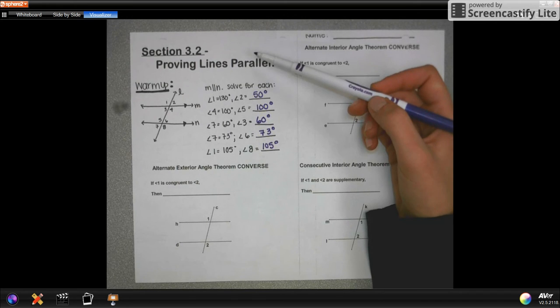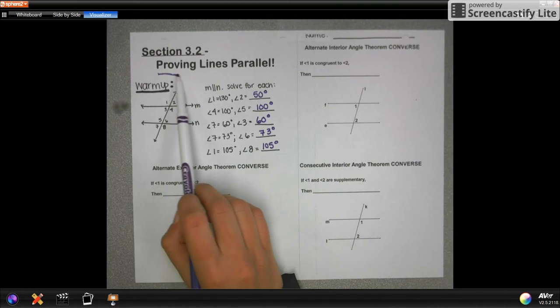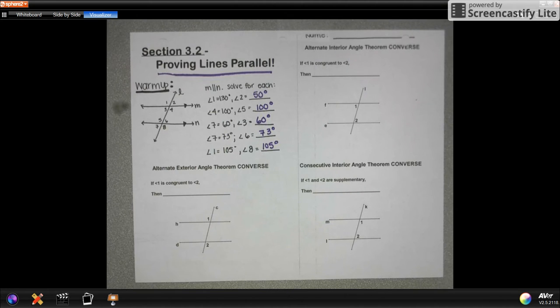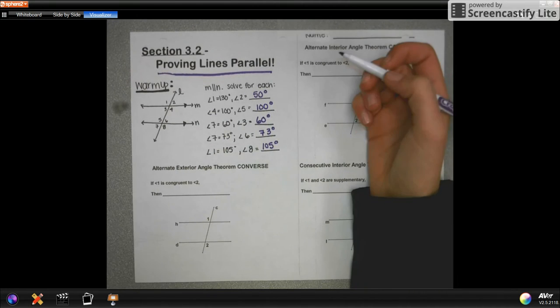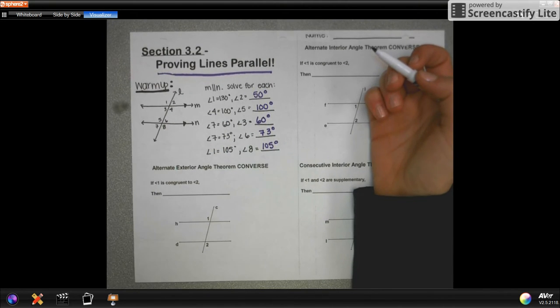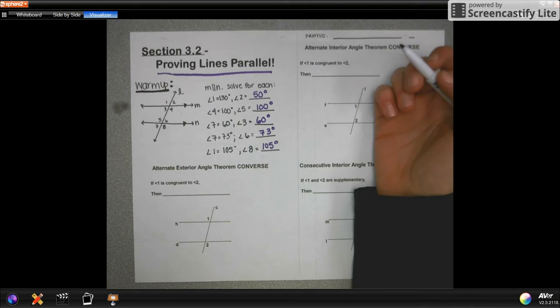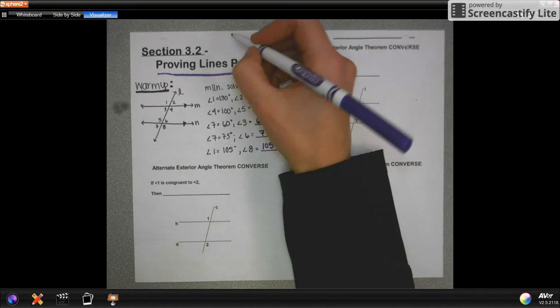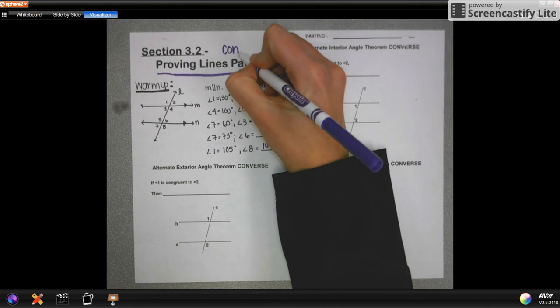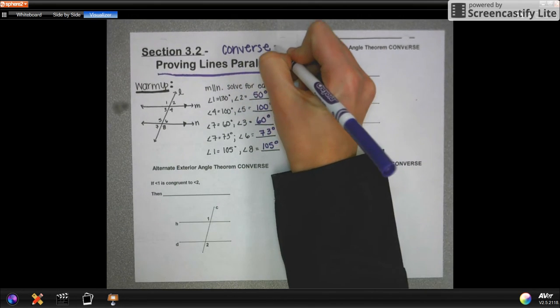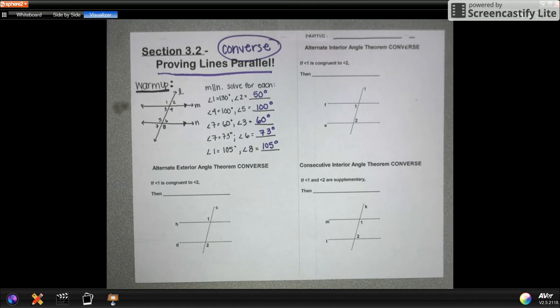So today what we're gonna be doing is talking about proving lines parallel. So we are going to be talking about all of the angle relationships that you have in your notebook. Alternate interior, corresponding, all of those, but we're going to flip it. So we're going to be doing the converse of all of those theorems that we've talked about. And by this point, you should know what a converse is.